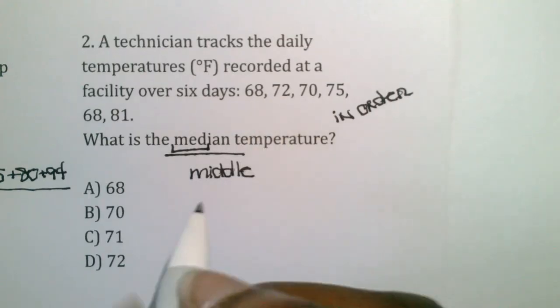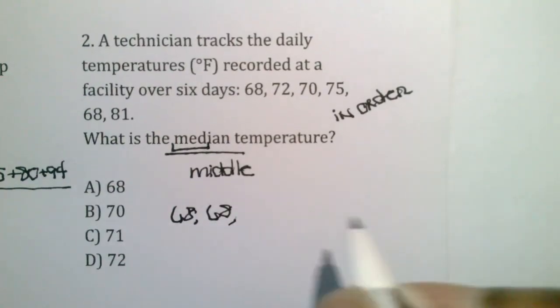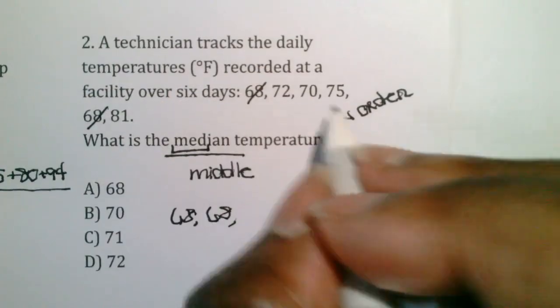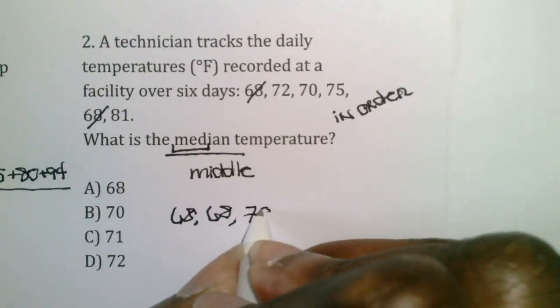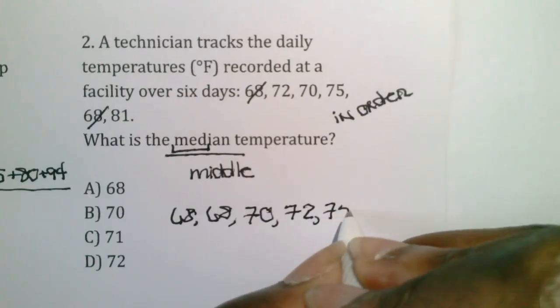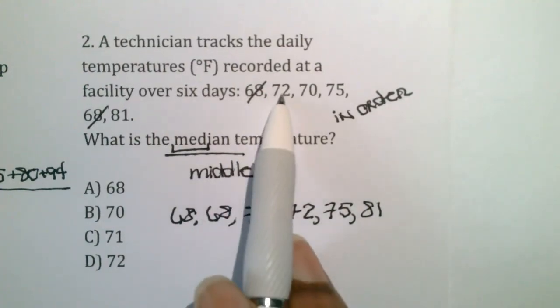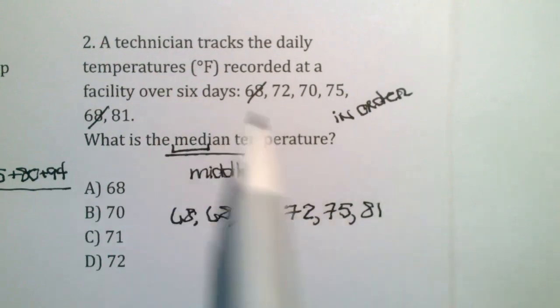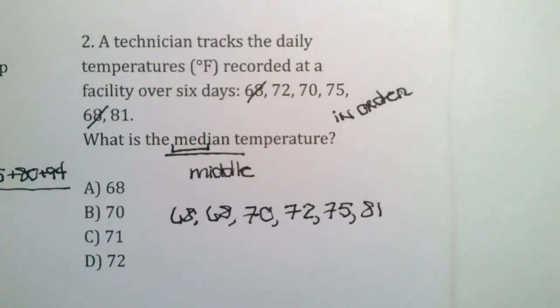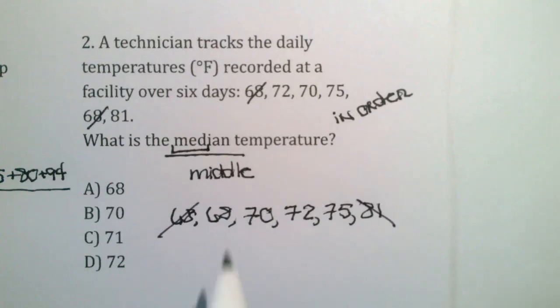So my lowest number, we have 68, and we have 2 of those. All right, I have to cross out as we go through. Then we have 70. Then 72. Then 75. Then 81. Okay, so it should be 1, 2, 3, 4, 5, 6, because it said over 6 days. So now, what we're doing is we're canceling out. So cancel the low and the high. We're working our way towards the middle.